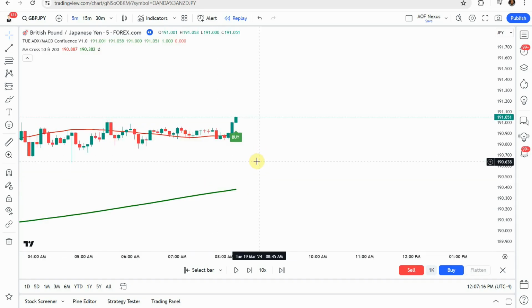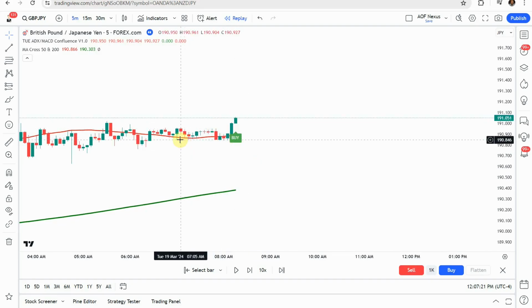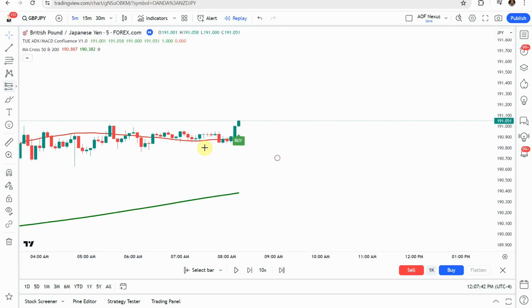And for a long trade, what we are looking for is price to be trading above the two moving average lines. We want the thinner of the two moving average lines to be above the thicker one. And so the faster moving average is above the slower, which is going to identify an uptrend. And then we want a buy tag from the ADX MACD indicator like this here. When all those line up, that's going to be our signal to enter into a long.